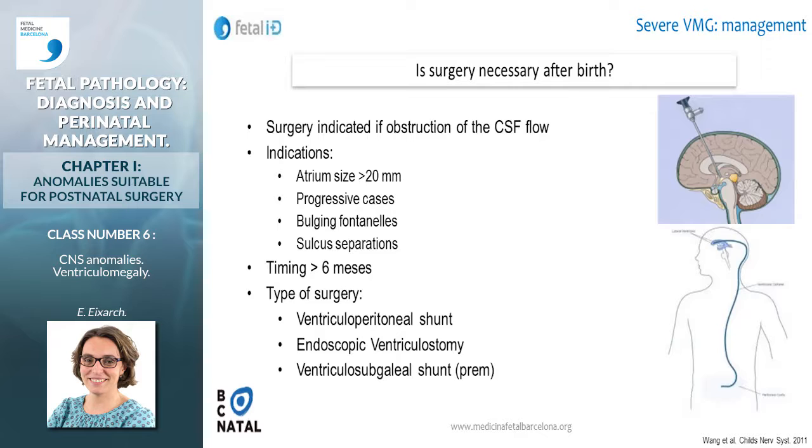What are the surgical procedures in these children? Generally, surgery is indicated when there is an obstruction in the cerebrospinal fluid, and the indications are a severe dilation or signs of intracranial hypertension. The surgeries can be ventriculoperitoneal shunt placement or endoscopic ventriculostomy, and the decisions are made with the neurosurgeons, taking into account the evolution of the newborn.